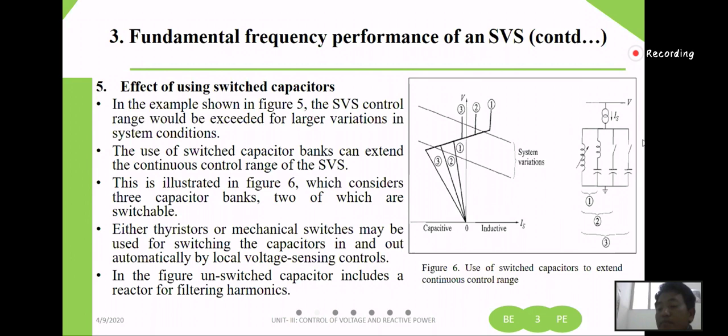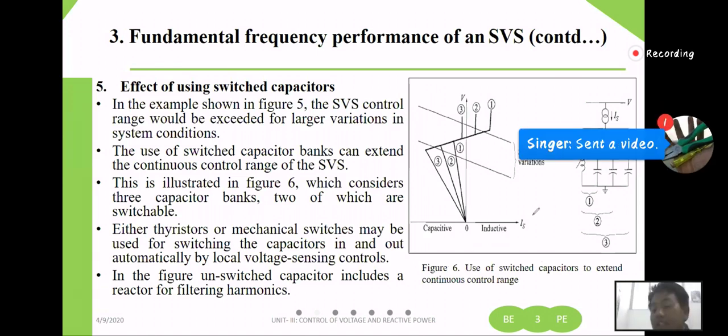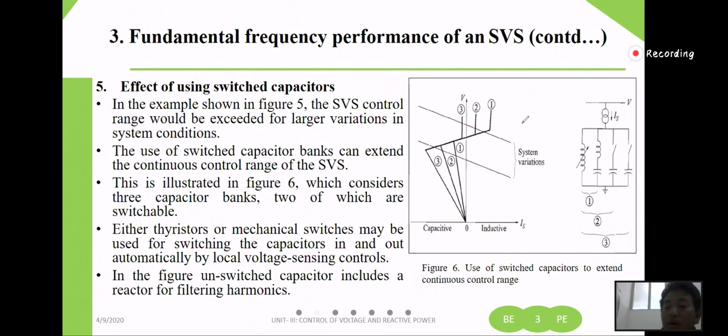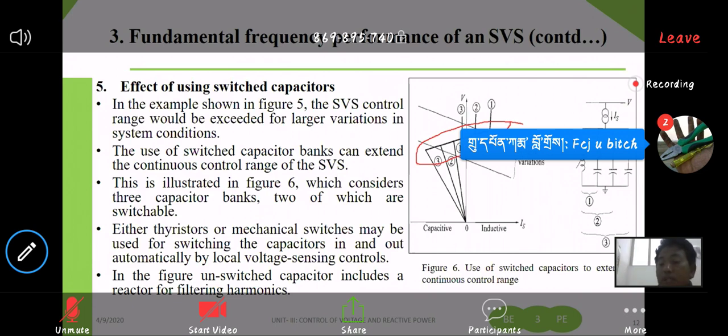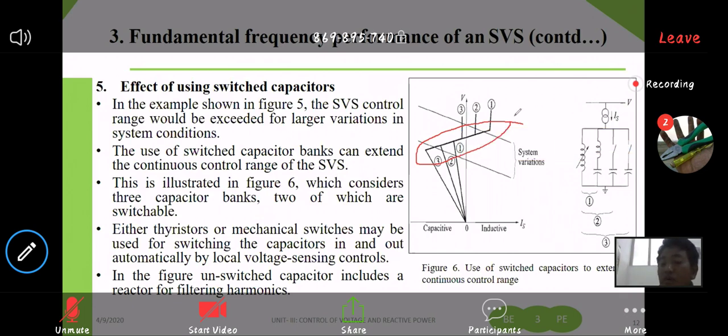But here you will have a number of capacitors. Just now I have shown only 1, 2, 3, but there will be a number of capacitors with the switched facility. So if it goes beyond controllable, then you will try to switch on more capacitors. This is illustrated in figure 6, the use of switched capacitors to extend the continuous control range, which means we'll keep on controlling. For the earlier one, we saw only a certain range, but here if a number of capacitors are connected, then it will keep on going. So it will extend the continuous control range.